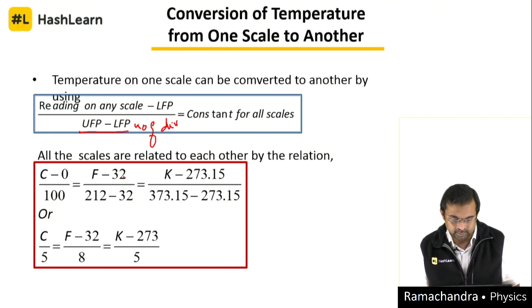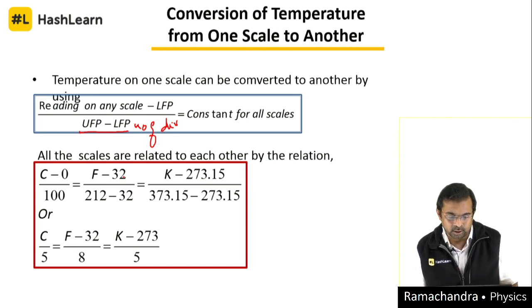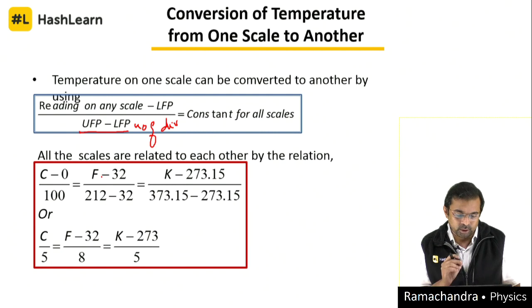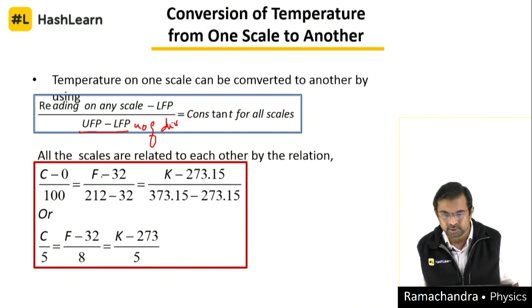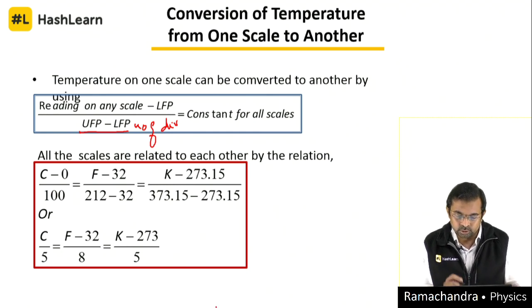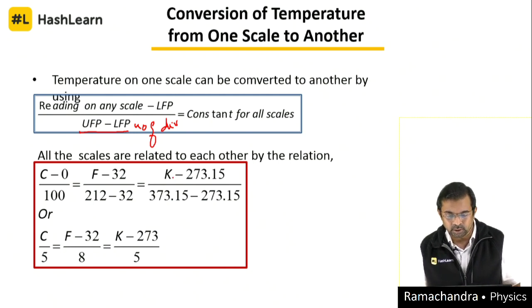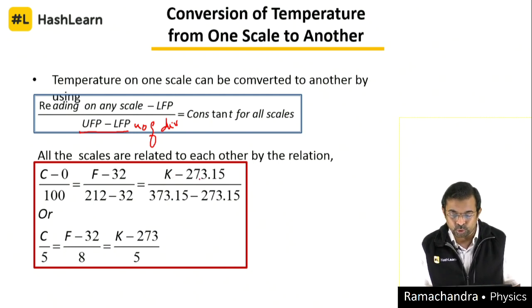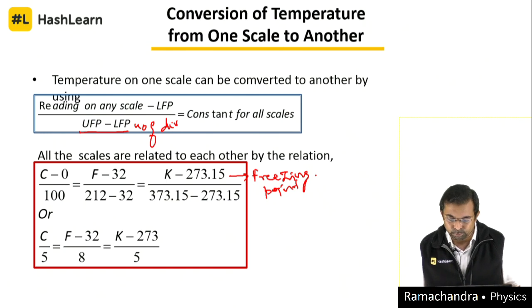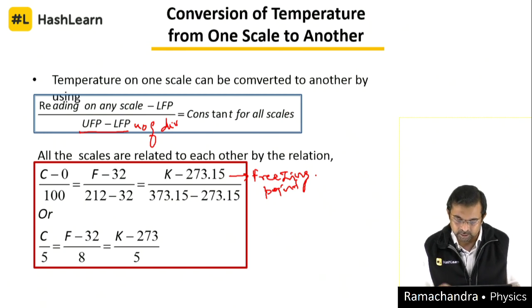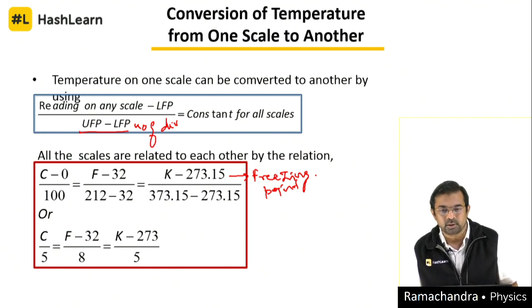Next, the Fahrenheit scale: F, any random temperature on the Fahrenheit scale, minus 32, the freezing point of water, divided by the upper fixed point, 212 minus 32. That is equal to, again for Kelvin, any random reading K minus 273.15, which is the freezing point of water, divided by 373.15 minus 273.15, the boiling point minus the freezing point. This gives a total of 100 divisions again.